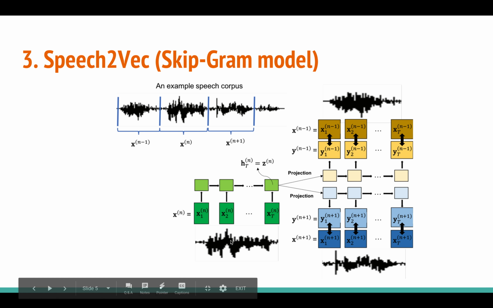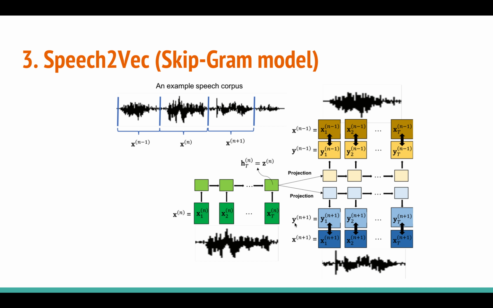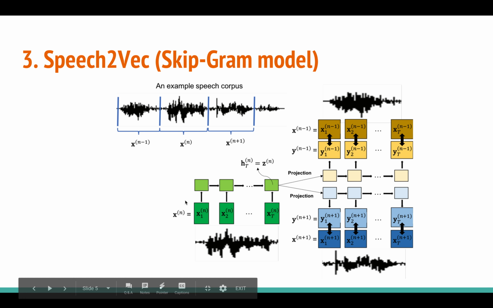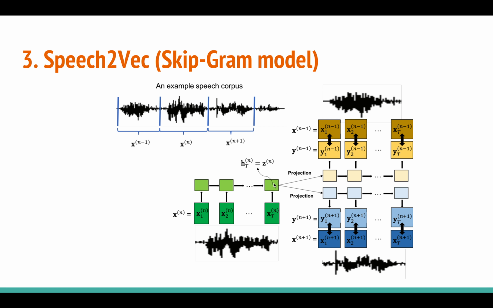So xn is an input sequence, which is a sequence of feature vectors x1, x2, up to xt, and I want to feed this feature sequence as input to some RNN, and whatever I get at the end, the last hidden representation ht, is my embedding. So this embedding Zn will try to predict this xn minus 1 and xn plus 1.